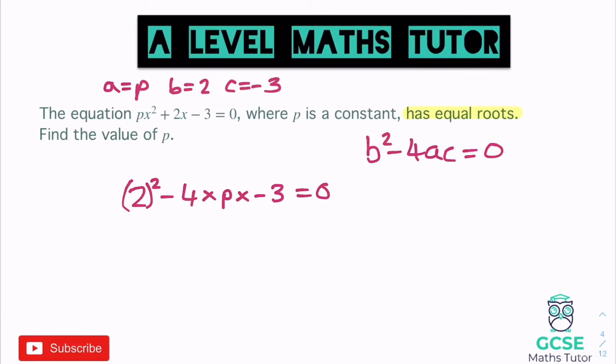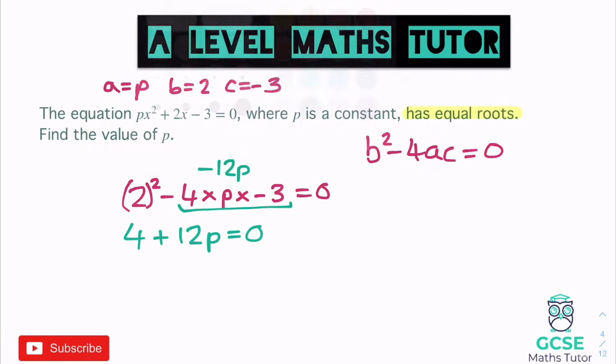Okay, so let's tidy this up. 2 squared is 4, and we're going to take away 4 times negative 3, which is negative 12, so we have minus 12p there. So we're going to take away negative 12p, which is going to become plus 12p. There we go, so we have 4 plus 12p, that has to equal 0.